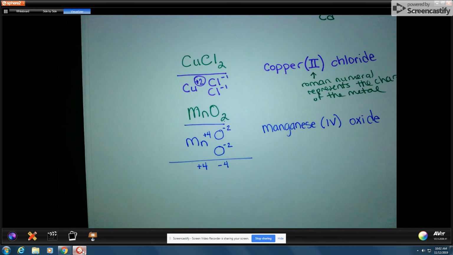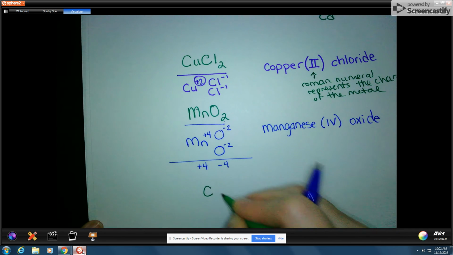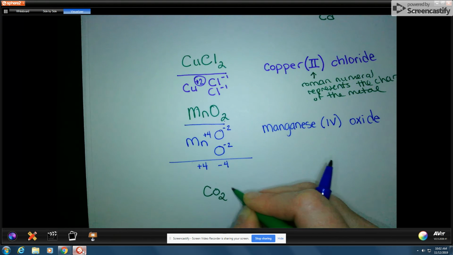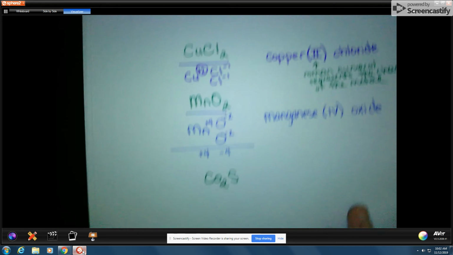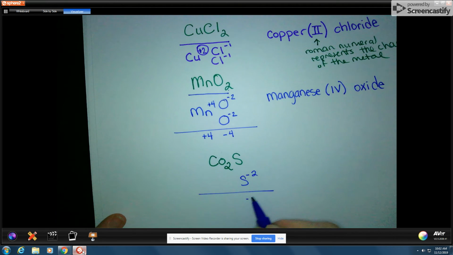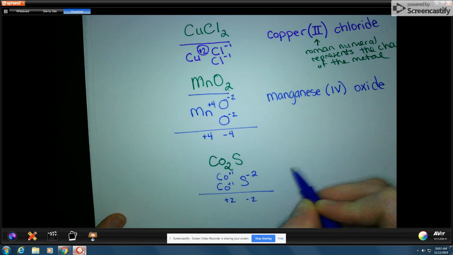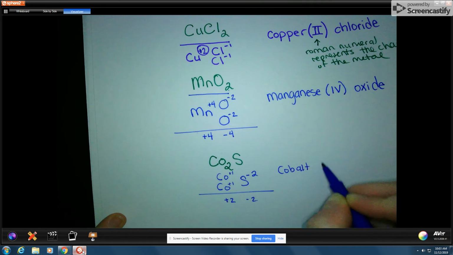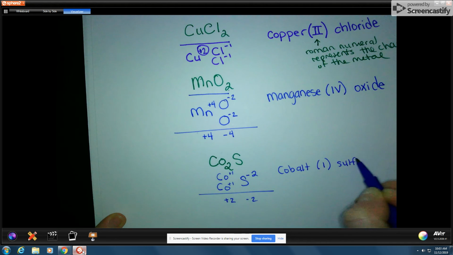I'm going to do one more, and that one more will be this. I had to think about that one. Okay, so we're going to, again, break it apart. S has a -2 charge, but there's only one of them. So my overall negative charge is -2. For cobalt, I actually have 2 of them, but I need the overall charge to be +2 in order to cancel. We'll have to divide that equally amongst however many I have, which means each one has to be a +1. So this would be cobalt(I) sulfide.